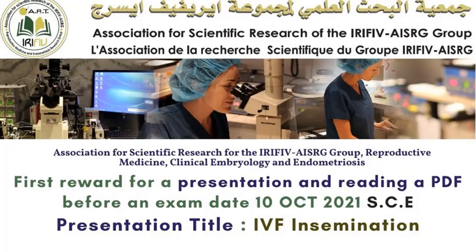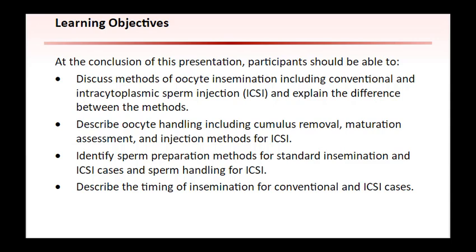At the conclusion of this presentation, participants should be able to discuss methods of oocyte insemination, including conventional and intracytoplasmic sperm injection, or ICSI, and explain the difference between the methods. Describe oocyte handling, including cumulus removal, maturation assessment, and injection methods for ICSI. Identify sperm preparation methods for standard insemination and ICSI cases, and sperm handling for ICSI. And describe the timing of insemination for conventional and ICSI cases.